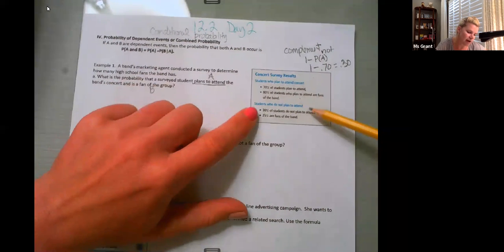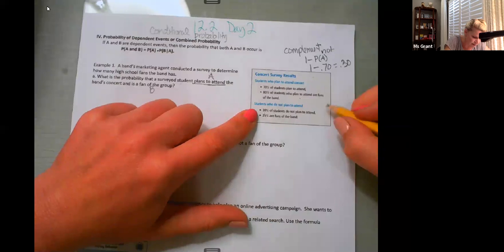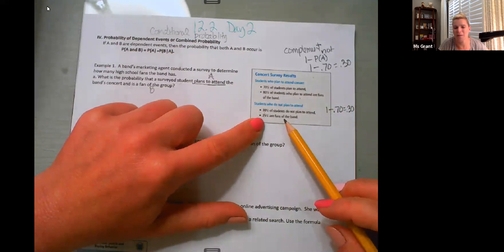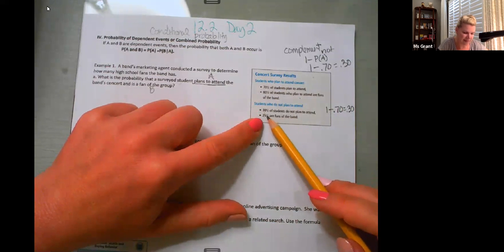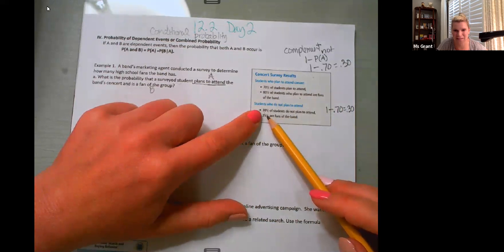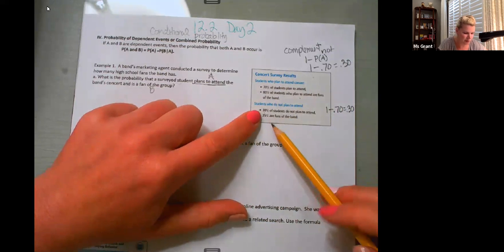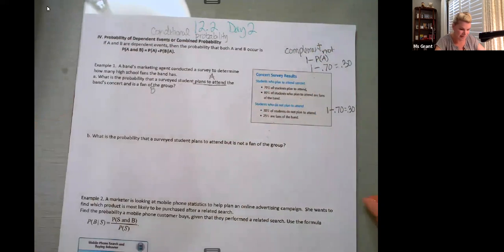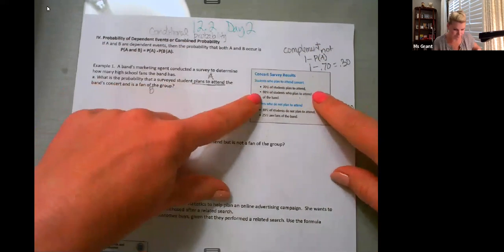And then the students who do not plan to attend, obviously this is the 1 minus 70, only 25% are fans. So the kids that aren't going, they're not really fans. So it's fine, okay? Only a quarter of them are fans. So these numbers are low for the kids that are not going. These numbers are high for the students that are going.